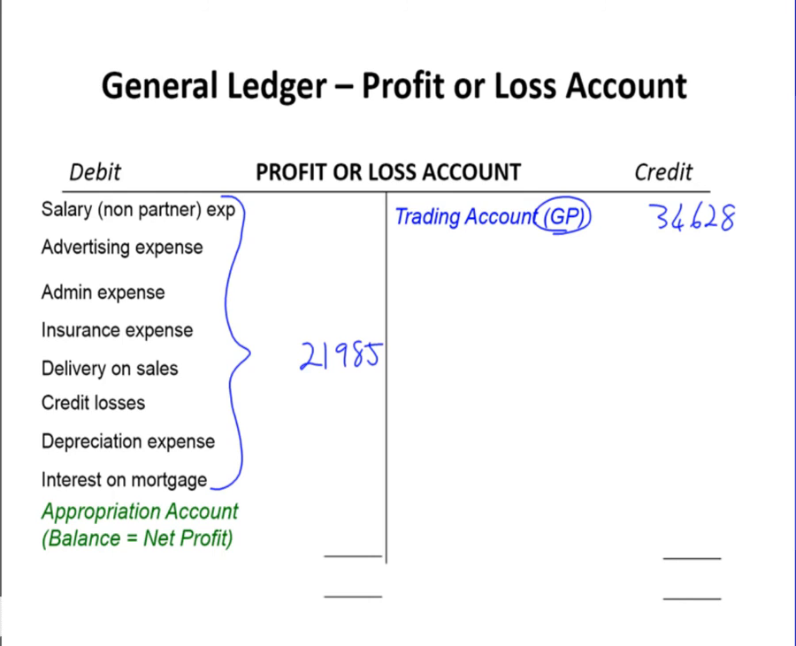I then add up, and my total, the highest one goes in the bottom columns, 34,628. 34,628. And what does this leave me with? This leaves me with my net profit of 12,643. Okay, does that 12,643 look familiar? Bear with me for a second. I'm just quickly running back up to where we did our commission calculation.